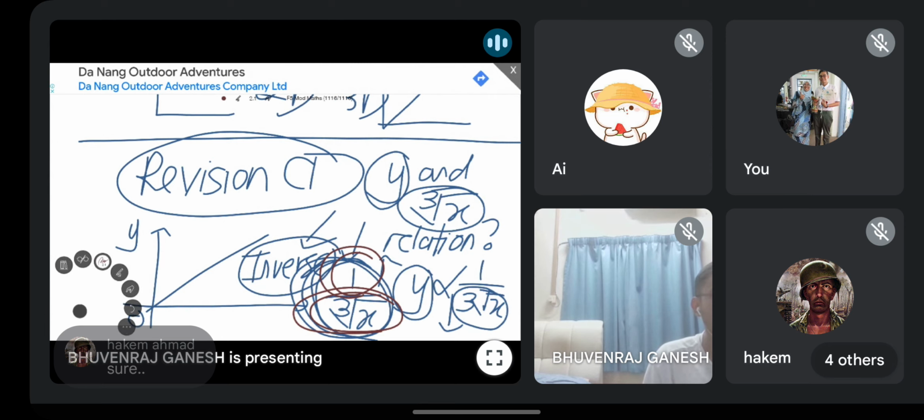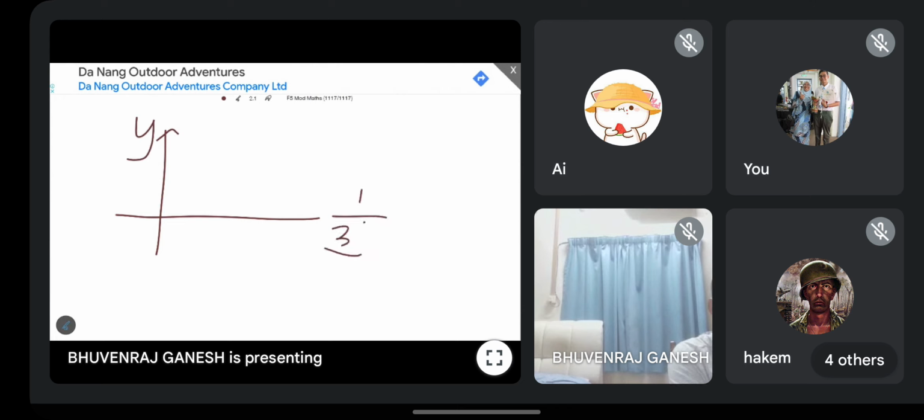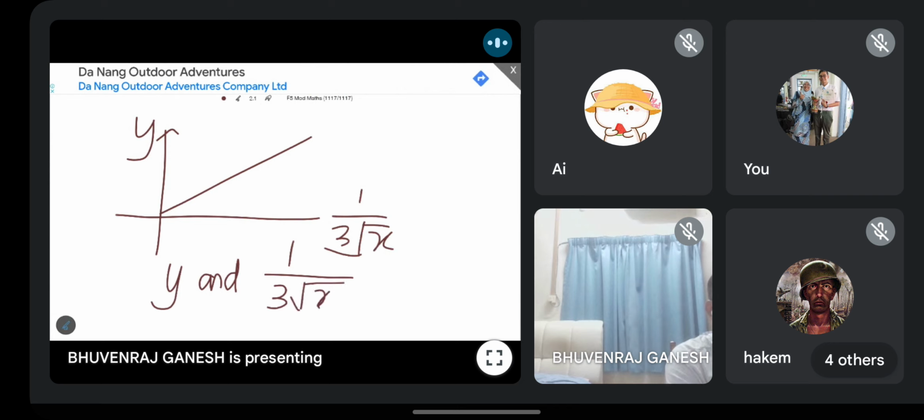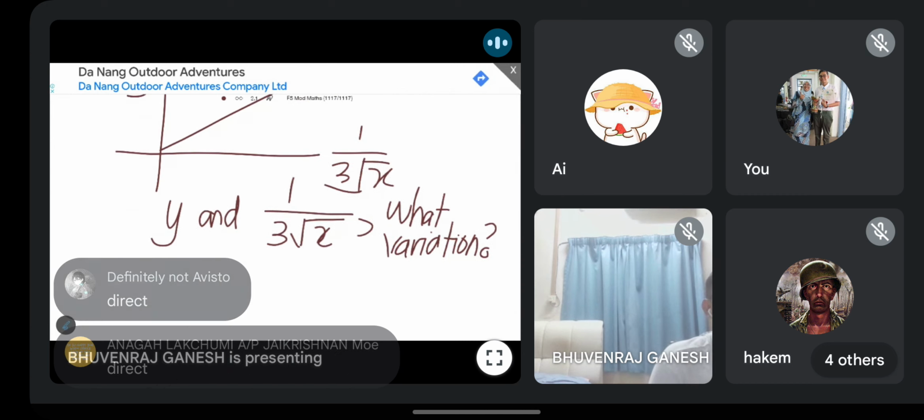Okay. So now I ask you to confirm. I got the same graph. Y and, okay, what type of variation is this? Apa jenis ubahan untuk dua kuantiti ini? Ubahan terus atau ubahan songsang? Direct or inverse, in this case? Yes, very good. You all understand.